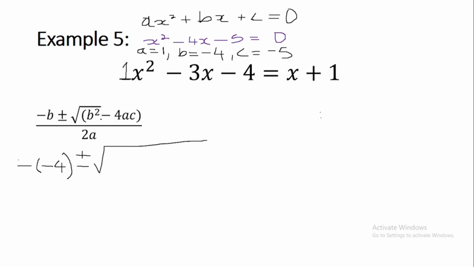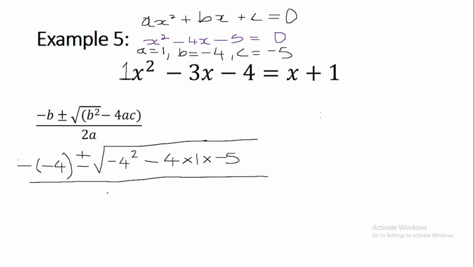the square root of B squared. B squared is going to be negative 4 squared, minus 4 times A, which is 4 times 1, and C is negative 5, so times negative 5 as well, all over 2 times A, and A is 1, so it's going to be over 2.